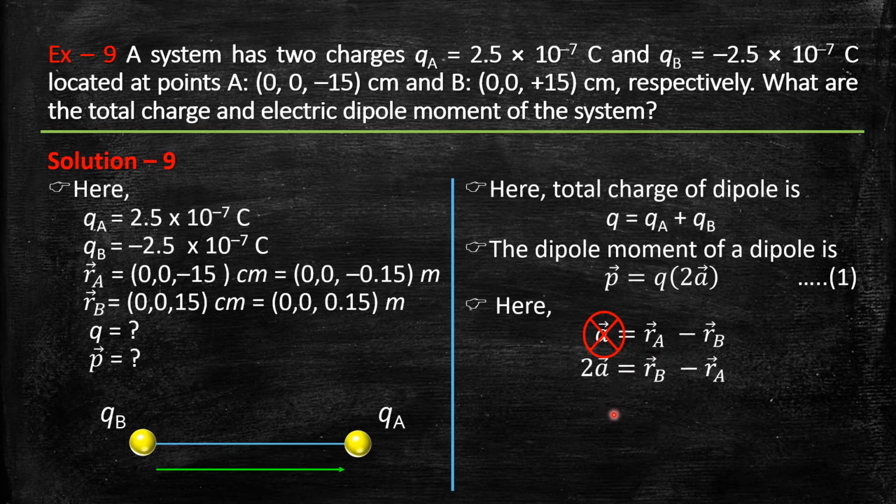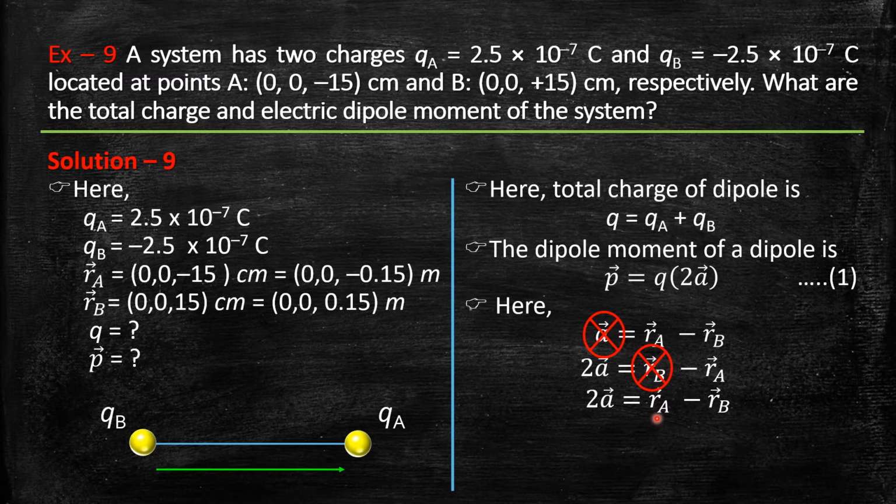What if I write 2A is equal to RB minus RA? Now here also there is one problem. When you are finding out direction of dipole moment, you should take final minus initial. So you are going from B to A. So A is final, negative charge to positive charge we are going. So B is negative charge, positive charge is A, and hence we are going from B to A. A is final, B is initial. So this is also wrong. And 2A is equal to RA minus RB is the expression.